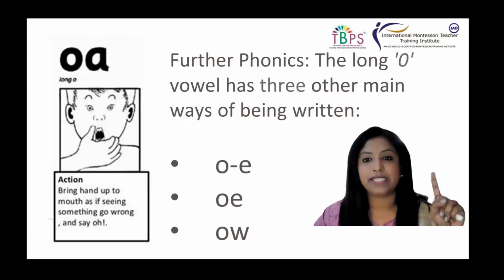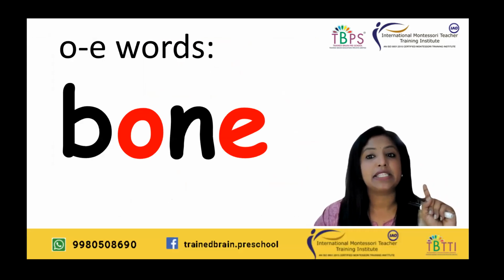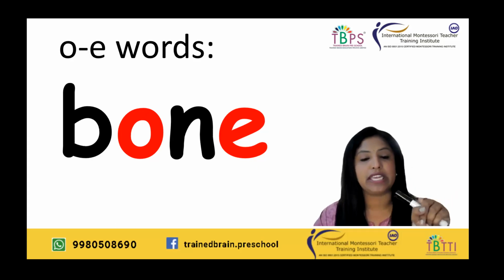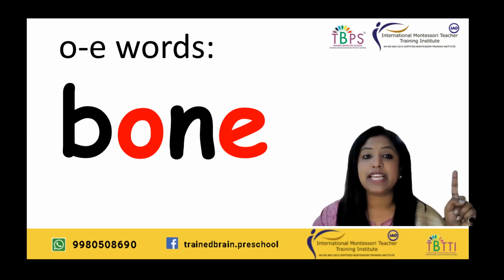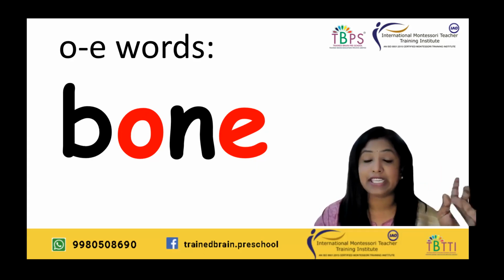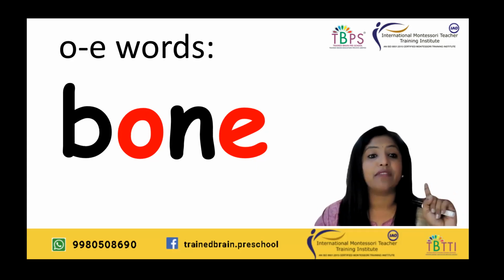Now, when I take the first example of my split digraph, can you see here? What is in between O and E? I have a consonant. What consonant is there? N. Don't say the letter name, say the sound. So we have N there.